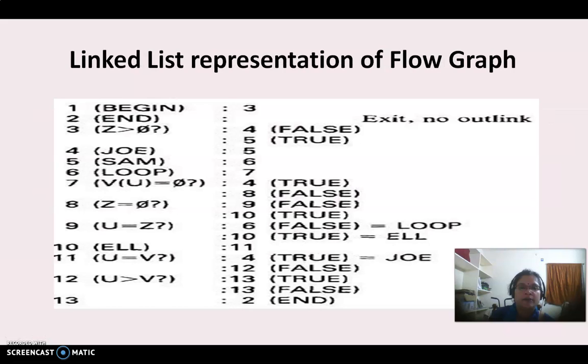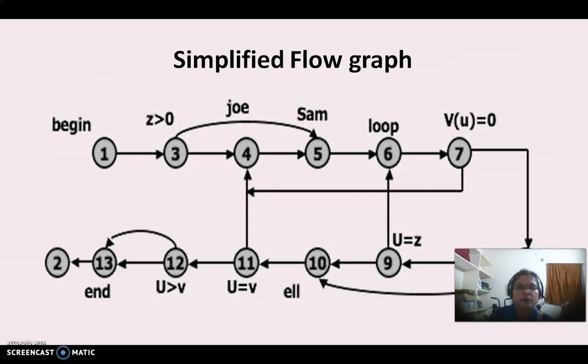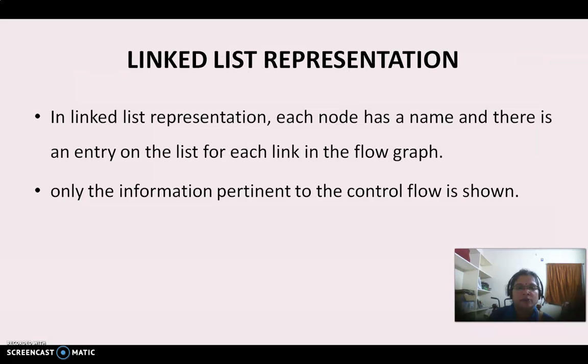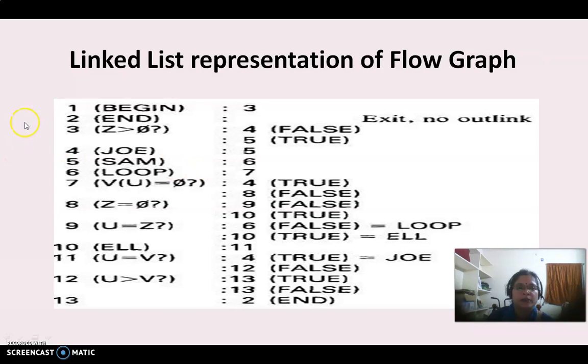So what is it representing here? It is connected to node number 5. And again, Sam is connected to which node? Node number 6, that is a loop. So 6 is connected to the loop. Okay, Sam is connected to 6, and 6, again the loop, is connected to 7.